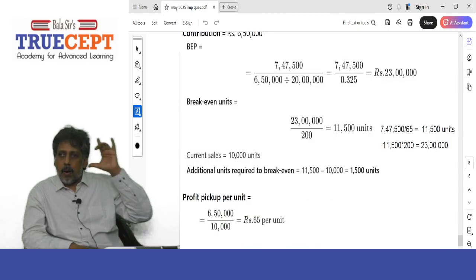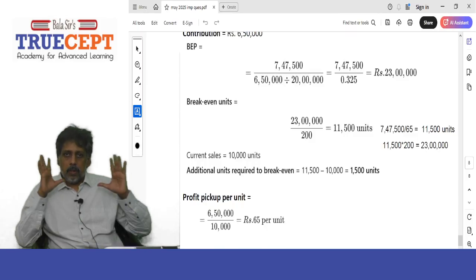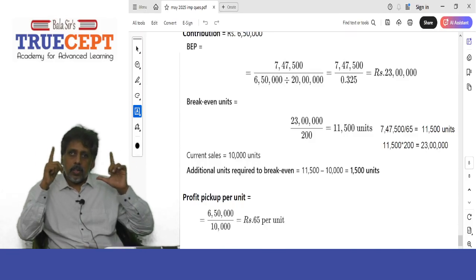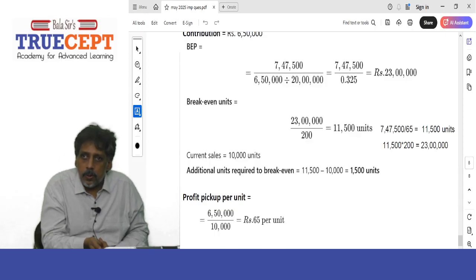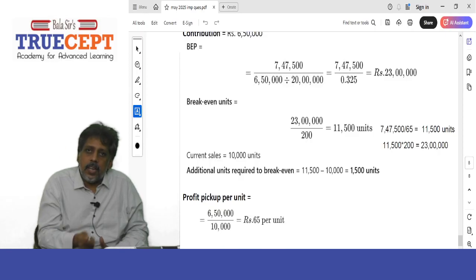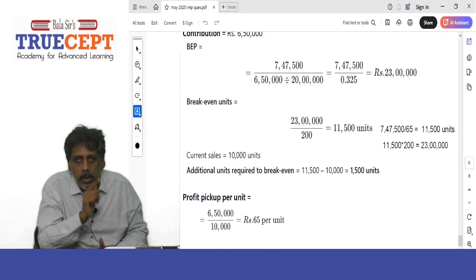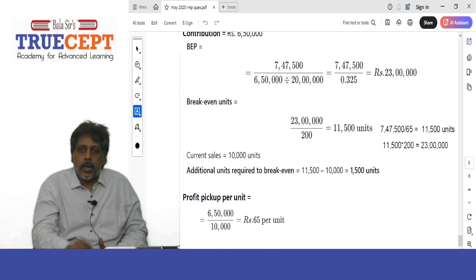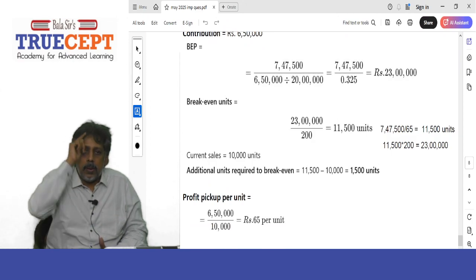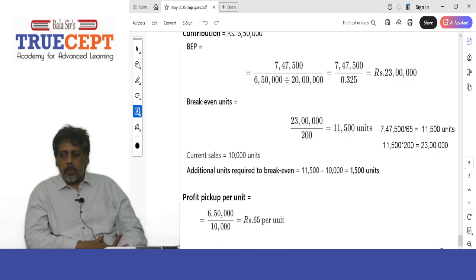What is 8,45,000 minus 7,47,500 fixed cost? You get 97,500 profit. That is the profit by selling 1,500 units more than break-even. Now divide 97,500 by 1,500. You get 65 per unit. That's what they meant. Amazing question. Profit pickup per unit above break-even is the same as the contribution per unit. And with that, we complete the solution, guys. Bye-bye.